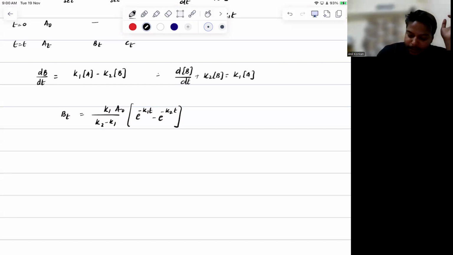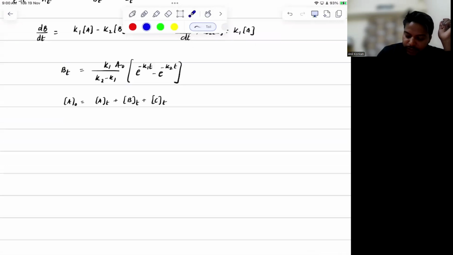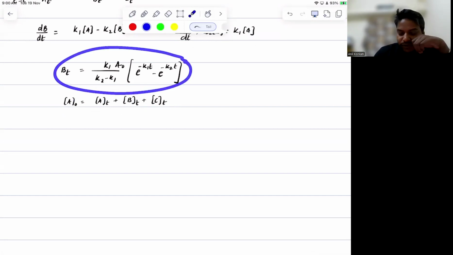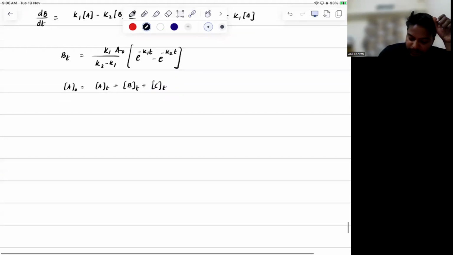Okay. Now, if you know Bt, you can get Ct already, because A naught will always be equal to At plus Bt plus Ct. Got it? So if you know the A naught value, At value, and Bt value, from there we get the Ct value also. Now, you would never be asked for the exact derivation of Bt, or the exact derivation of Ct. What you would be asked is this one.